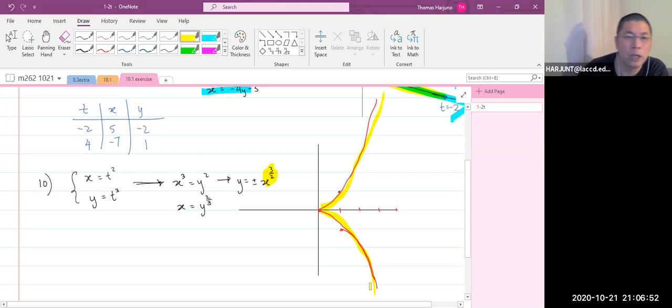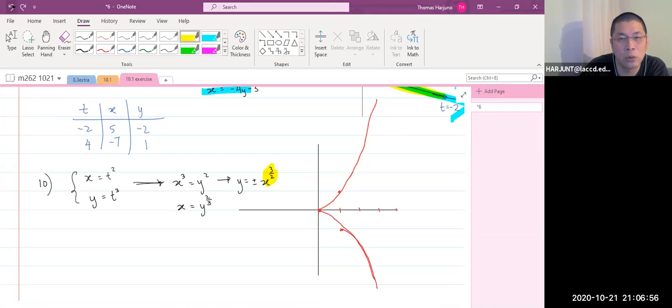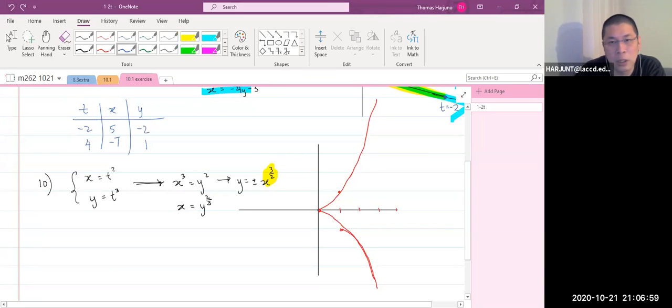Okay. Now let's start with when t is 0. When t is 0, it's here. This is when t equals 0. When t equals 1 is here. When t equals 2, it's up there. When t equals 2, the coordinate is (4, 8).